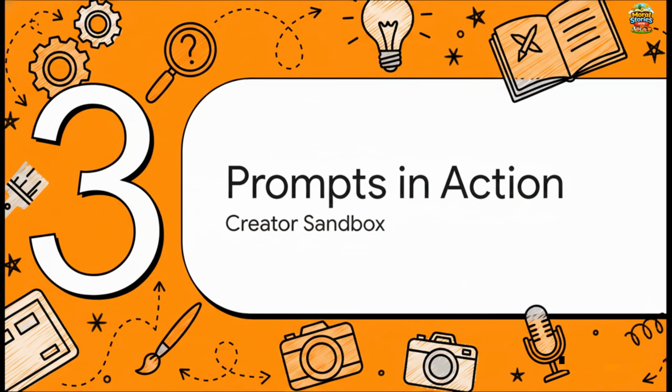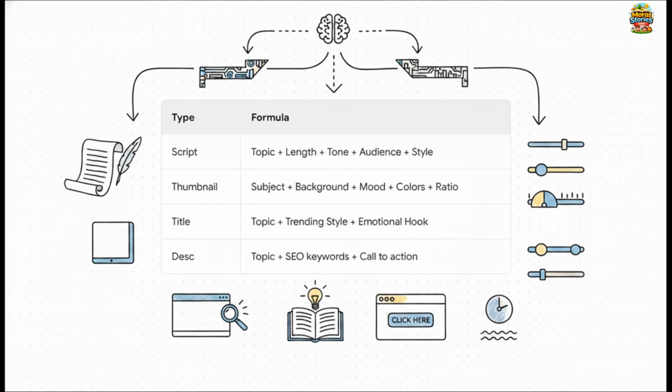Section 4. Prompts in action. The creator's sandbox. If you create any kind of content online, notice how the fundamental building blocks shift around depending on your specific goal. For example, a script requires a topic, length, tone, audience, and style. But a thumbnail? That requires a subject, background, mood, lighting, colors, quality, and aspect ratio. You're using the exact same overarching logic, you're just adjusting the specific dials for whatever medium you're working in.